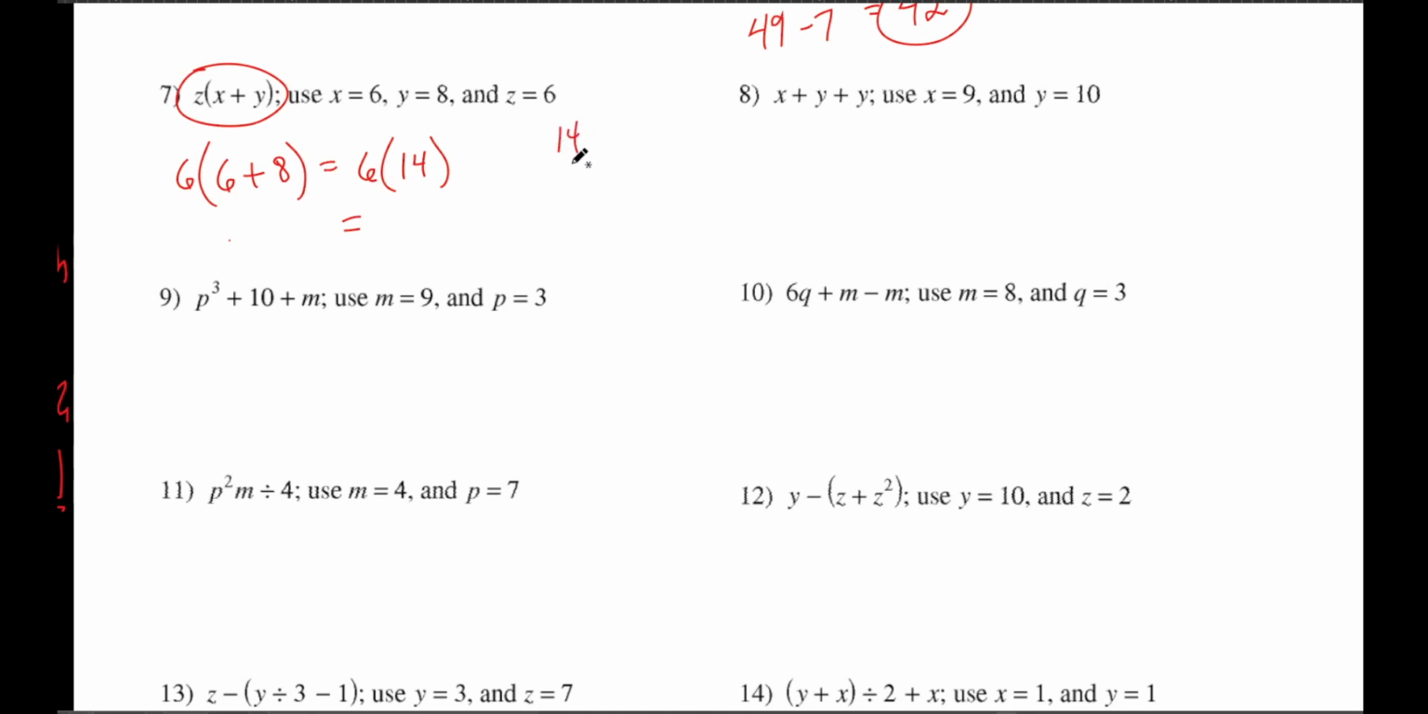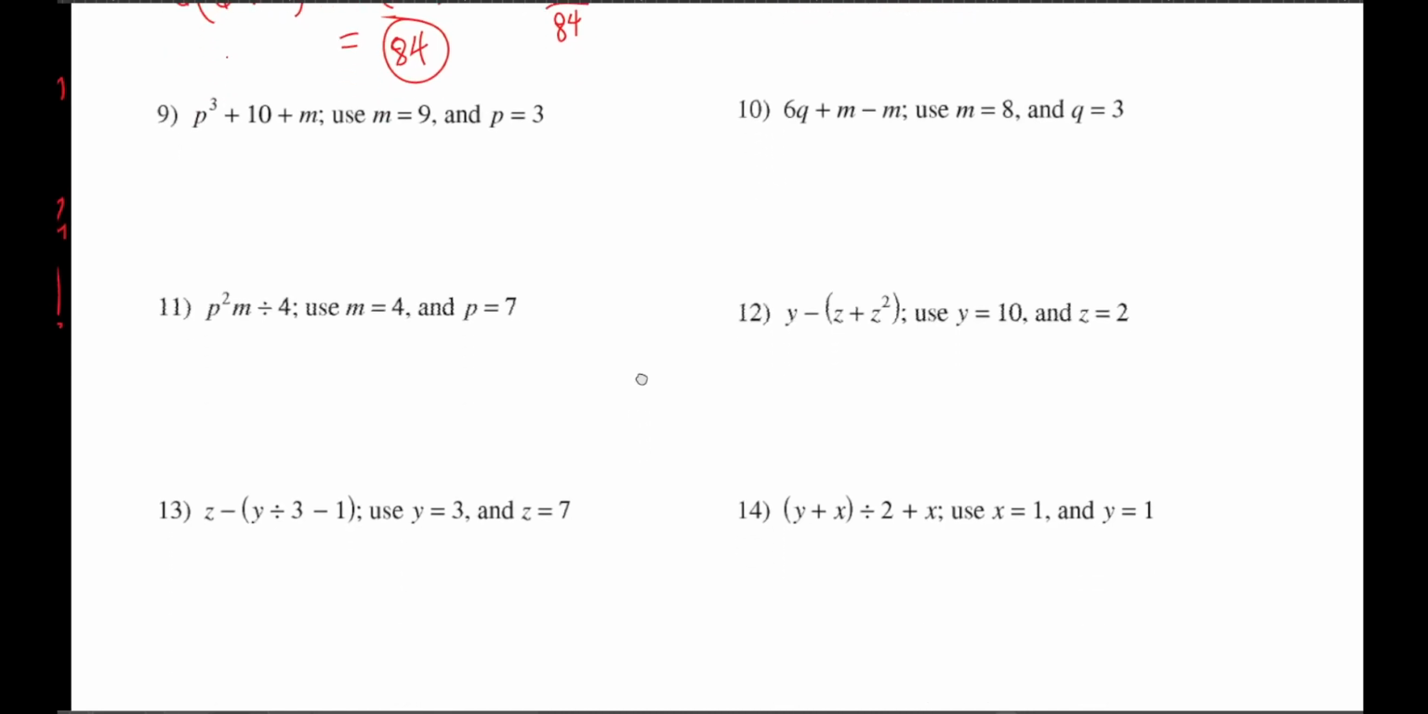No, I think it's bigger than that. 14 times 6. Let's do it. What's that? That's 84. Sorry. So it's 84. Oops, there goes my pen. Let's see if it works. There we go. 84. That's how you do that. Okay? That part's pretty easy.